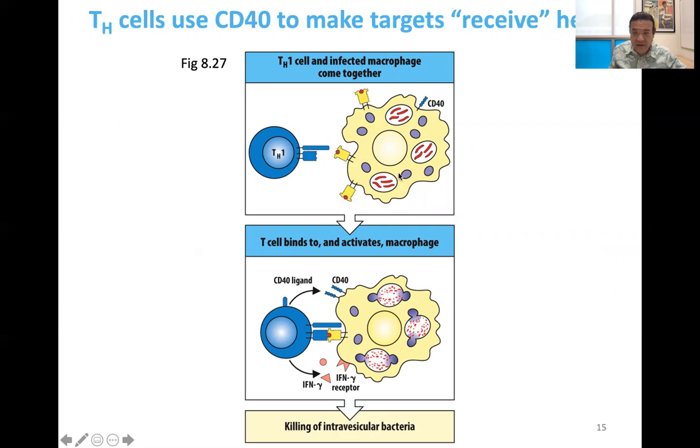You might say, how does this macrophage know to listen? It knows to listen because the CD4 helper cell makes another protein called CD40 ligand on its surface. And this CD40 ligand is received by this receptor, CD40, on the surface of the macrophage. This is really important, right? Because this limits the communication to between this pair of cells.